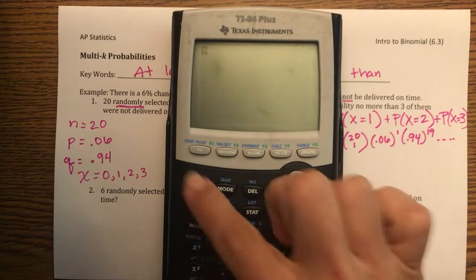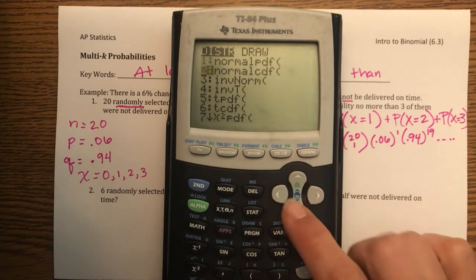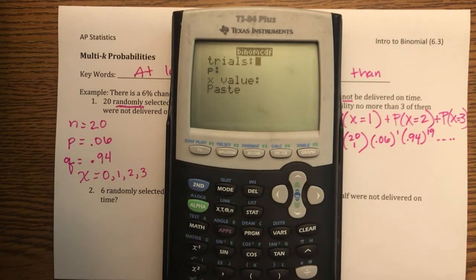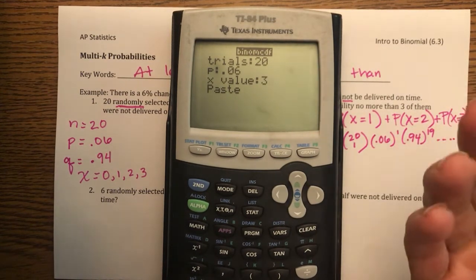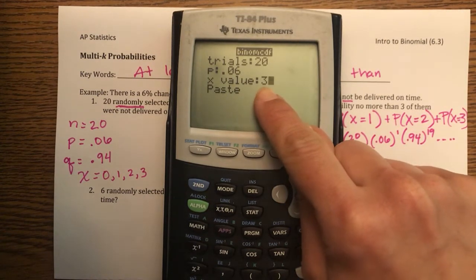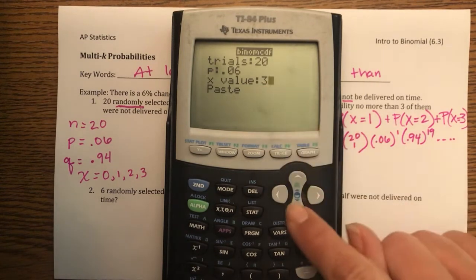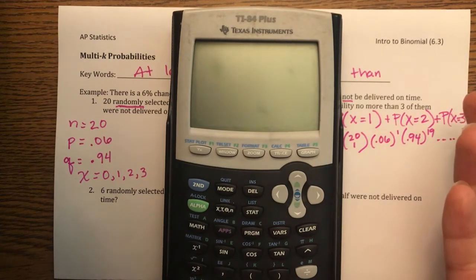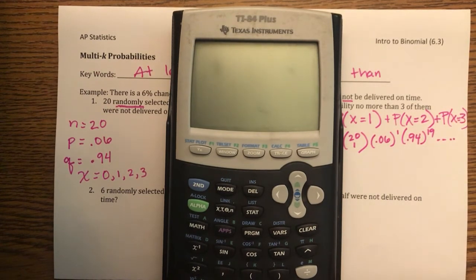We're going to go into second vars, distributions, and if you scroll down past binomial PDF, we're going to go to binomial CDF. This is cumulative. We've got 20 trials, our probability of success is 0.06, and we're going up to 3 successes. Remember, a success in this scenario is that the package is not delivered on time. There were no more than 3 packages not delivered on time.